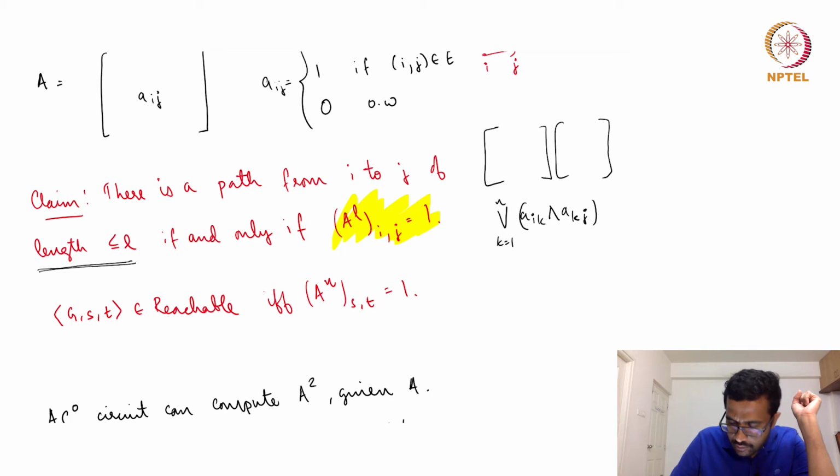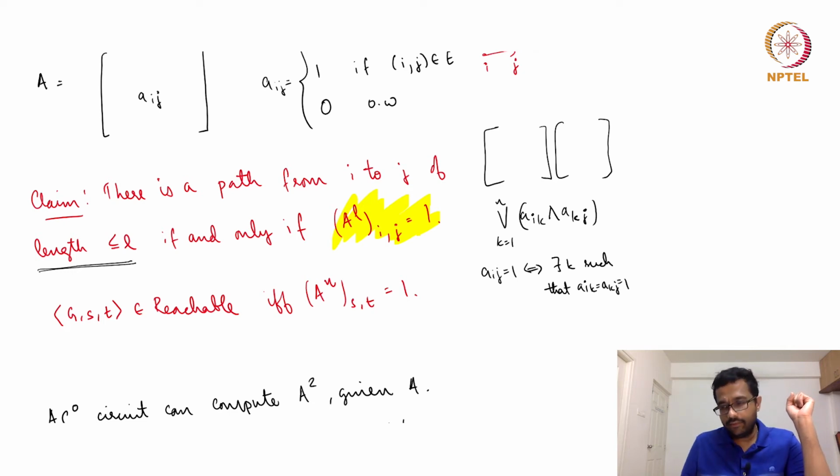So this will be 1 if there is... a_ij equals 1 if and only if there is a k such that a_ik and a_kj are both 1. Which means we can reach from i to k in one step and k to j in one step, so you can reach i to j in 2 steps. So that is exactly what we wanted, right.